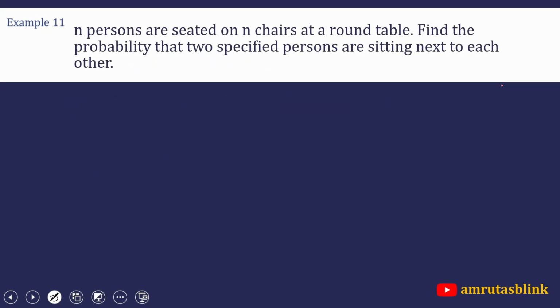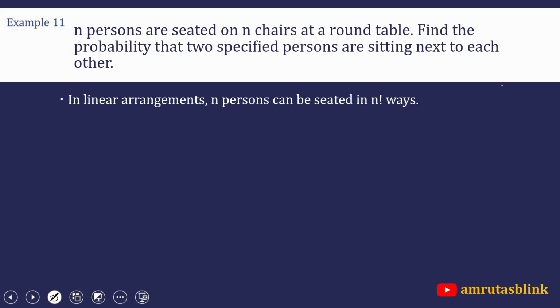Let's move to example number 11. n persons are seated on n chairs at a round table. Find the probability that two specified persons are sitting next to each other. Now, let's understand the question first. So, n people are to be seated on n chairs, but it is a round table.